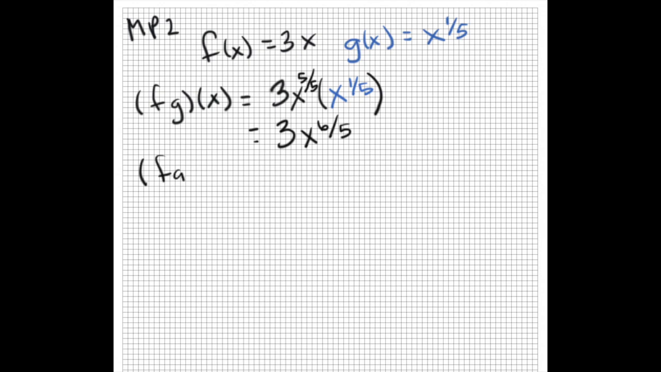So we have our new function. Oops, instead of x, we're going to put 32 in there. So 3 times 32 to the 6/5. Good. The fifth root of 32 is 2, and then 2 to the 6th power is 64, and then 3 times 64 is going to be 192.